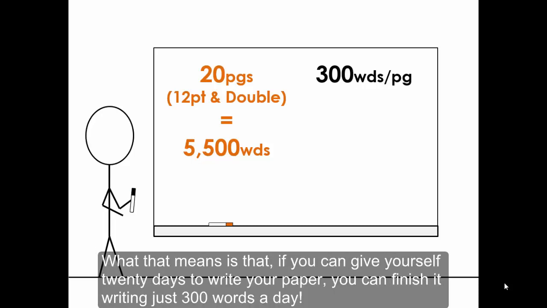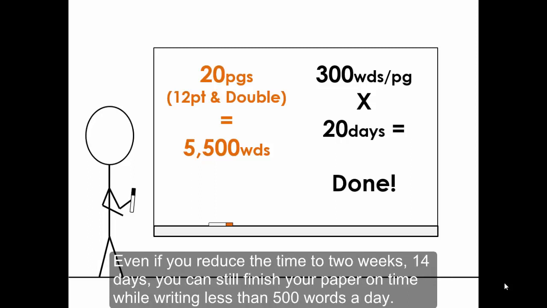What that means is that if you can give yourself 20 days to write your paper, you can finish it writing just 300 words a day. Even if you reduce the time to 2 weeks, 14 days, you can still finish your paper on time while writing less than 500 words a day.